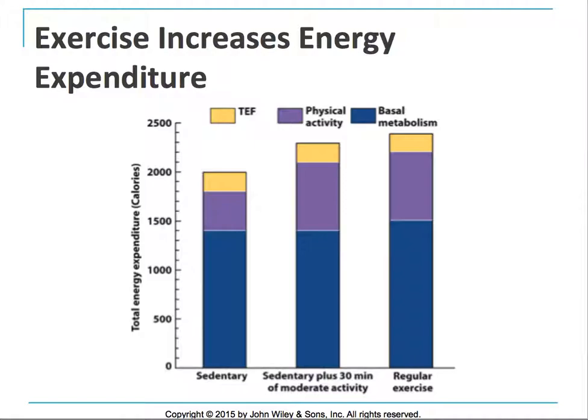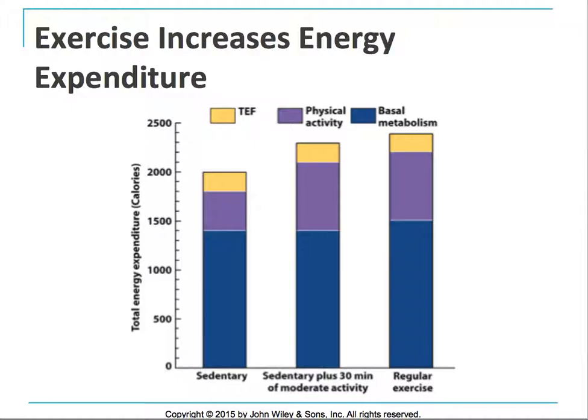And that's exactly what it shows here in this graph. The first example on the left is an individual who would be considered sedentary. The middle example is an individual who's generally sedentary but engages in 30 minutes of moderate exercise, and then the person on the right engages in regular exercise. You'll see that the basal metabolism, which is the blue portion, is higher the more exercise a person engages in. Then the amount of caloric needs for physical activity increases, and then the TEF stays the same.